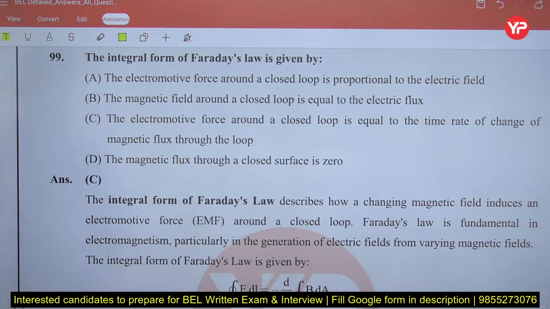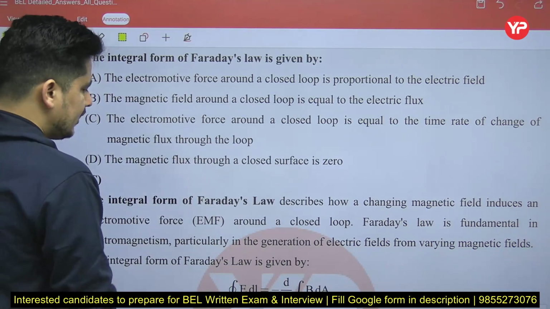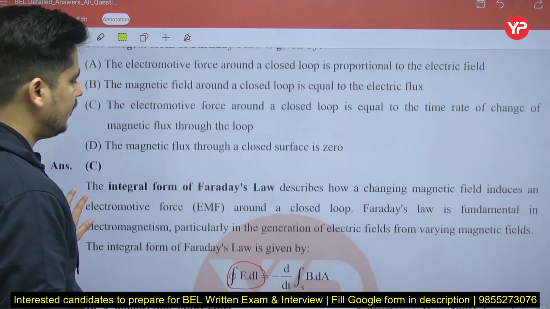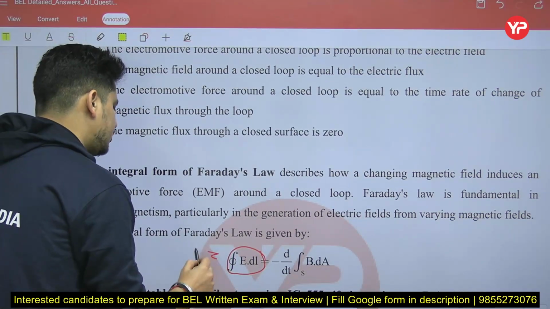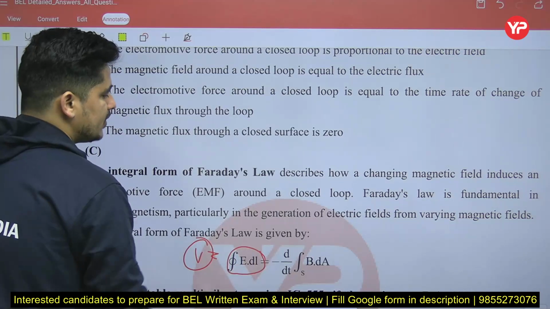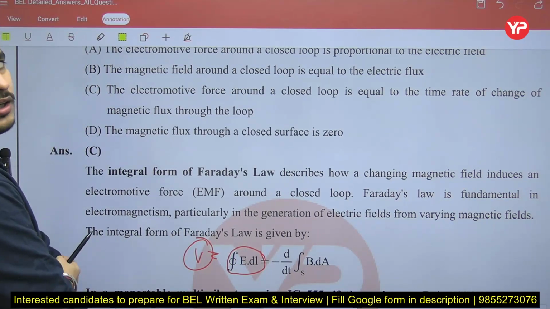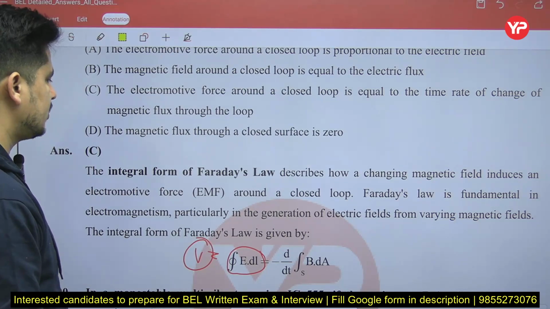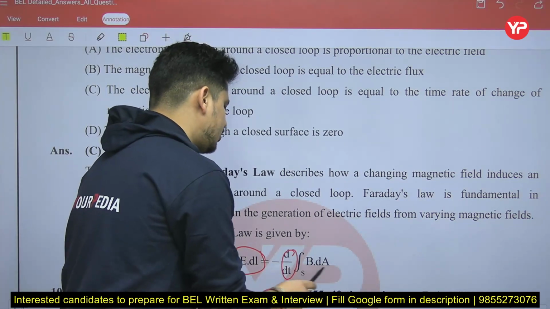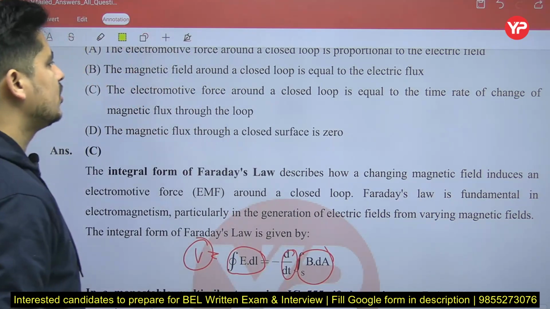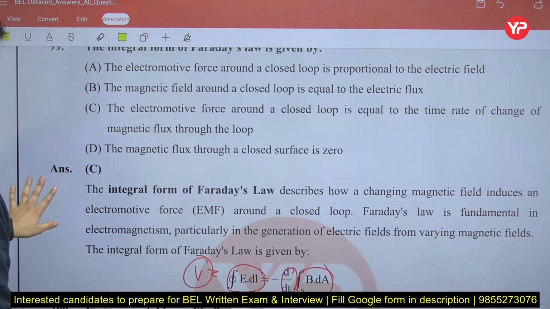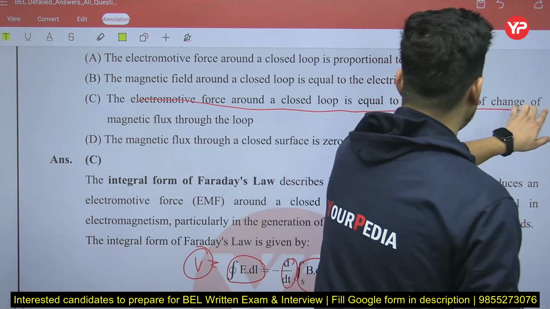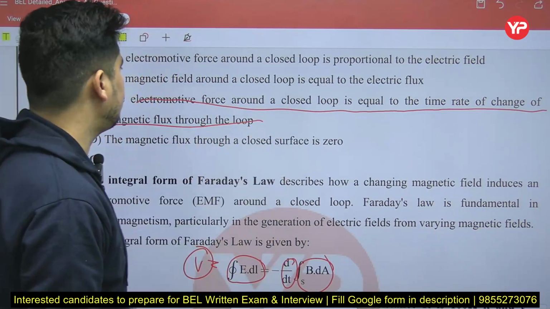See, the integral form of Faraday's law says that the closed line integral of the electric field represents the potential. The potential is always equal to minus d upon dt of the magnetic flux, meaning the rate of change of the magnetic flux. So it is saying the electromotive force around the closed loop is equal to the time rate of change of the magnetic flux through the loop.